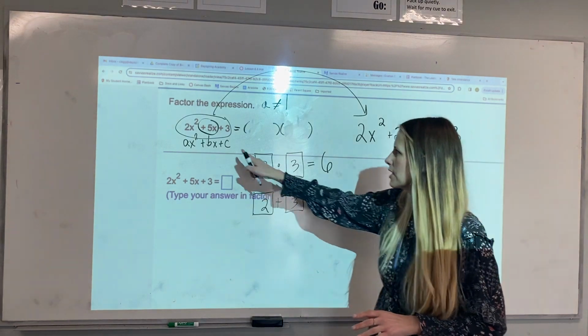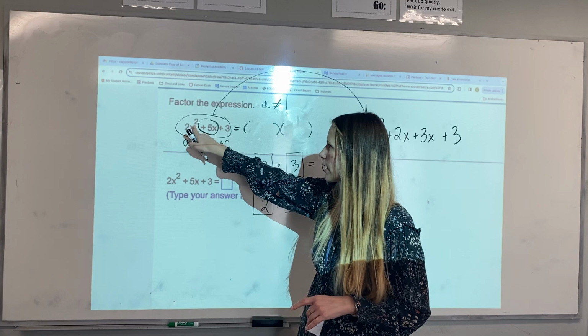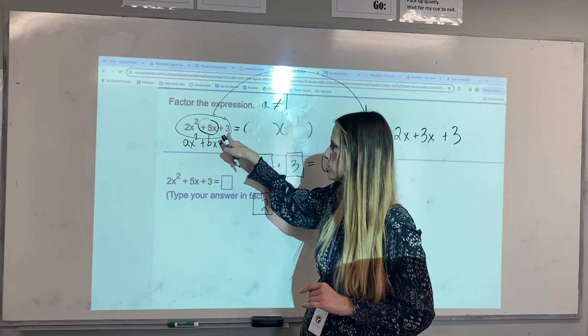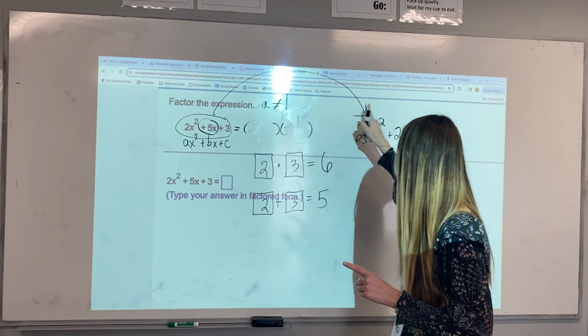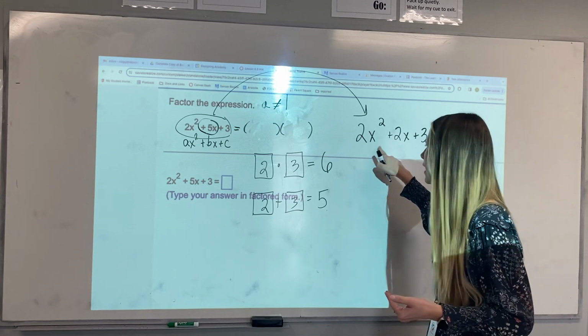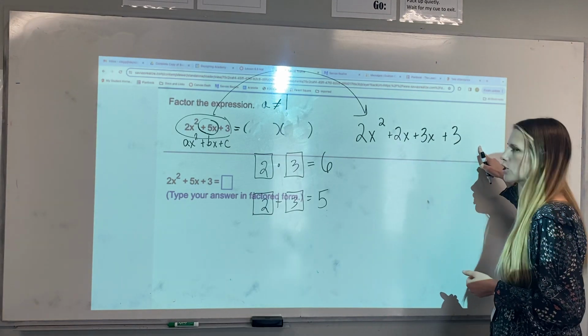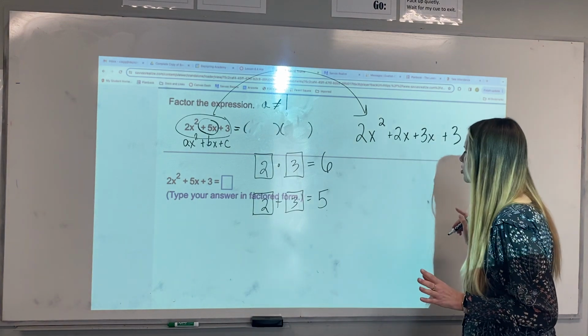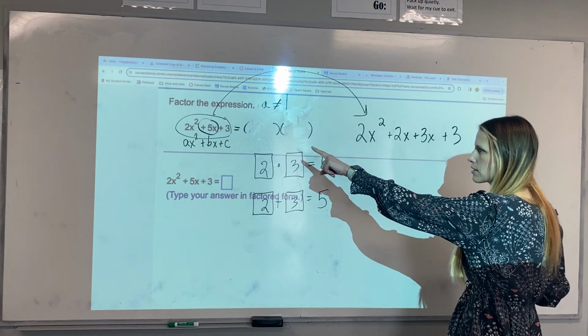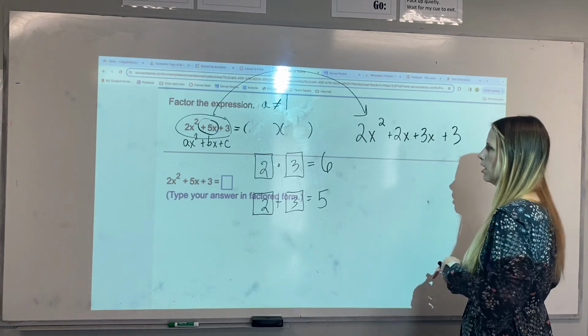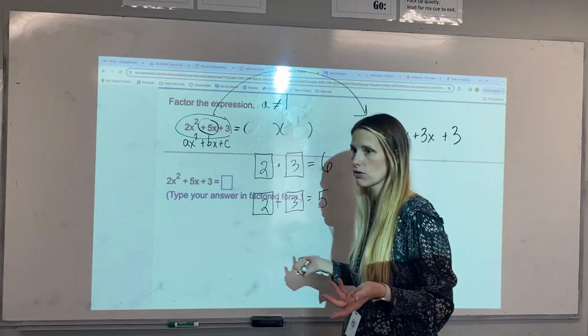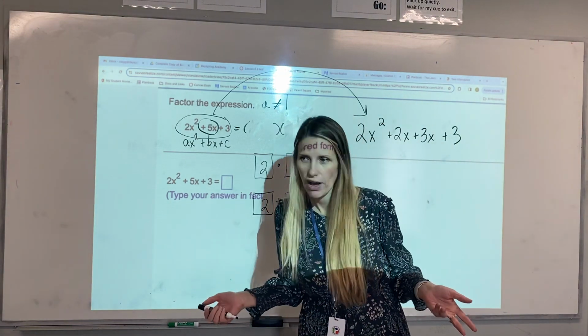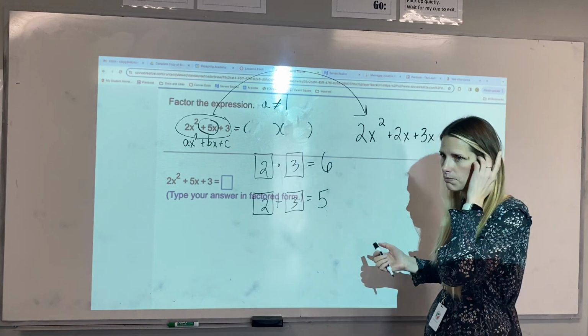Do you agree that this trinomial, 2x squared plus 5x plus 3, is the exact same value as this 4-term polynomial? The only thing that changed is I rewrote the 5x as a combination of 2x and 3x, because 2x and 3x equals 5x. You guys get it?